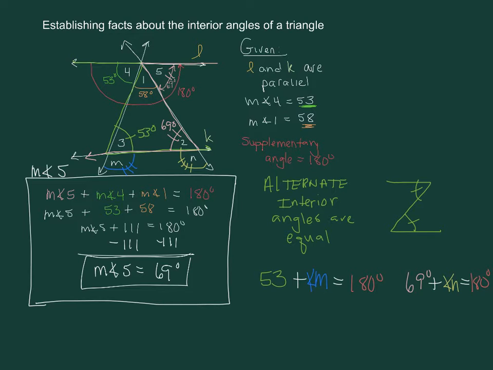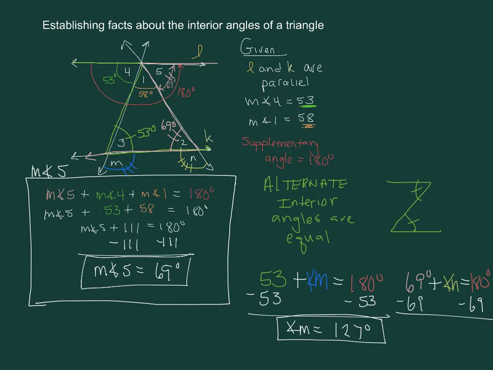So it's pretty simple at this point. We just minus 53 and minus 53 here. So angle M is going to equal, what is that? Let's go 180 minus 50. We'll get ourselves 130, minus 3 more, so 127. Okay, so angle M is 127 degrees. And here we'll minus 69 and minus 69. So let's minus 70, that'd be 110. So angle N equals 111 degrees.